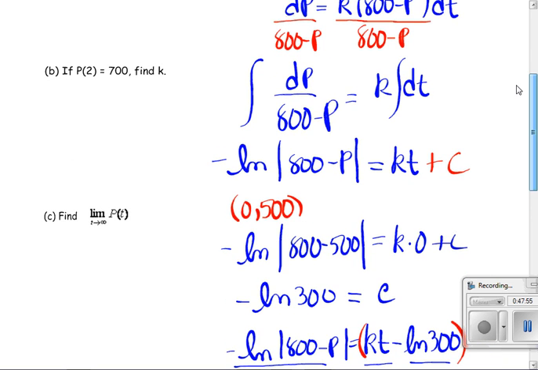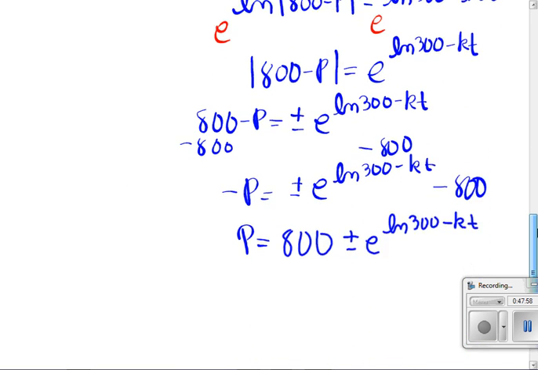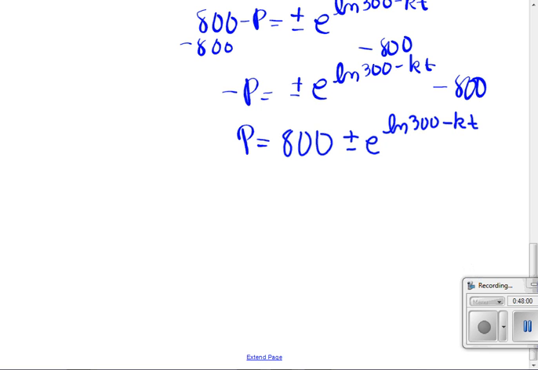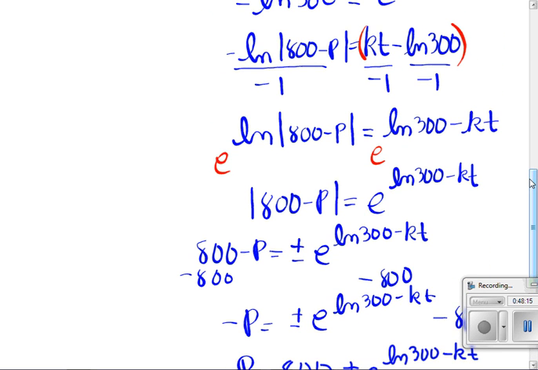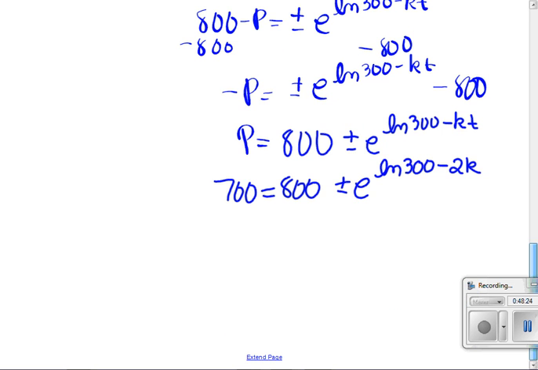Okay, so what do I know? I know P of 2 is 700. So this is 700 equals 800 plus or minus e to the log of 300 minus 2k. Personally, it would have been easier to solve back here. It's easier to do it there. You don't have to do all that work anyway, but okay, so negative 100.